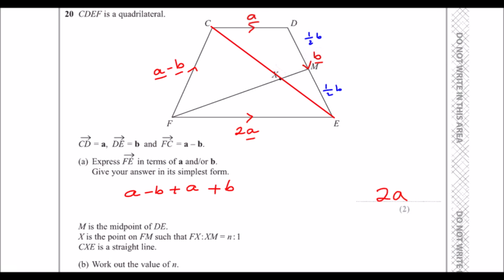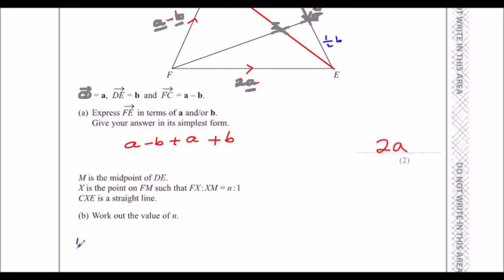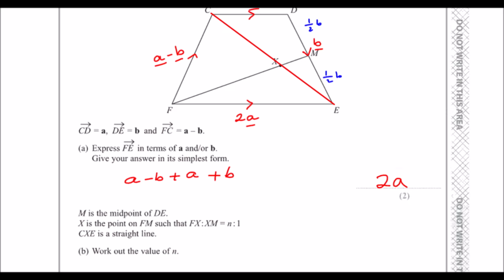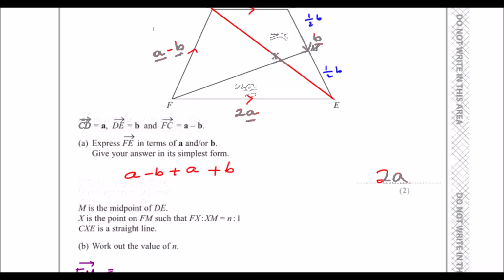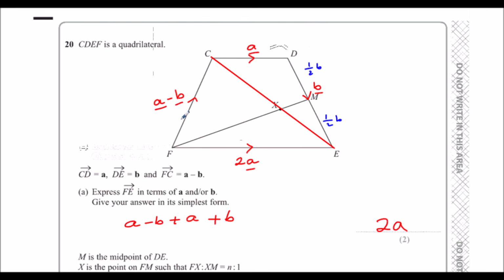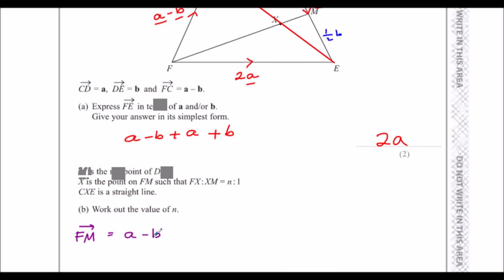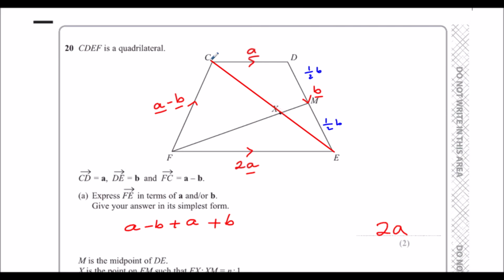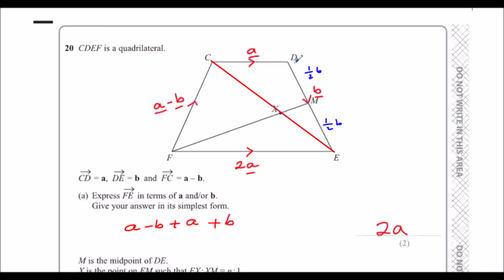So let's get started. Let's go the whole way of F to M first. So how do I get from F to M? I go A minus B, then along an A, and then half a B.